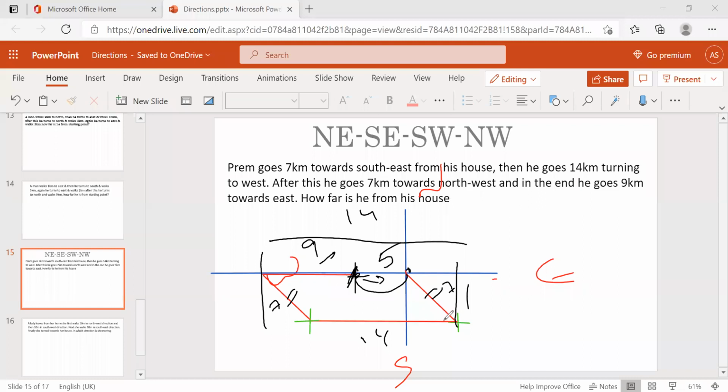Is it clear now? We are going to solve here also the same way, but I am just giving a tip: don't confuse southeast and northeast. Just give a small diagram here, a small diagram here, then you can easily identify the directions. Okay, now the second question.